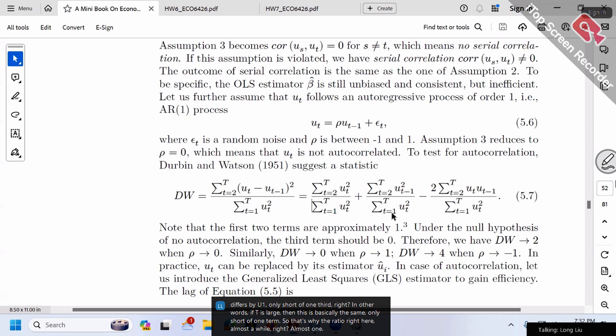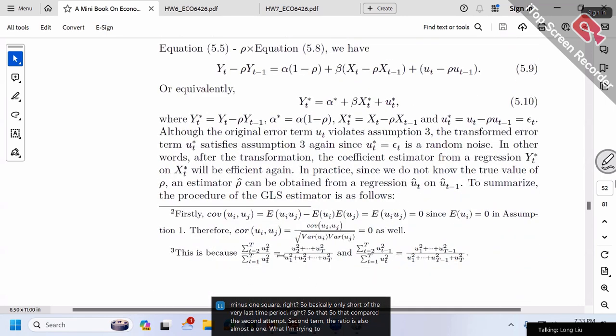The second term is also similar. If you plug in t from two to T, then for two, you get two minus one, that's U1 squared, and you go up to capital T minus one squared. So basically it's only short of the very last time period compared to the second term. The ratio is also almost one.